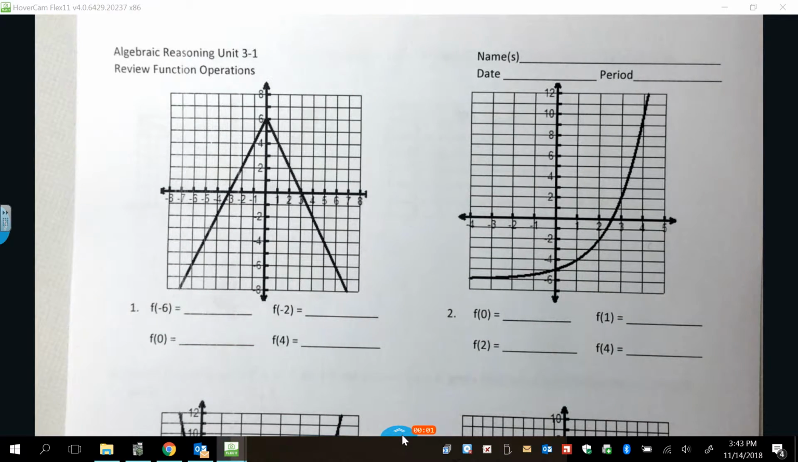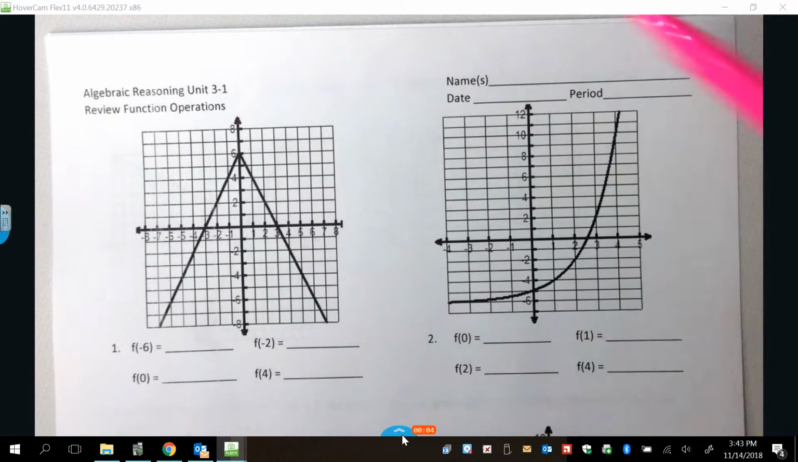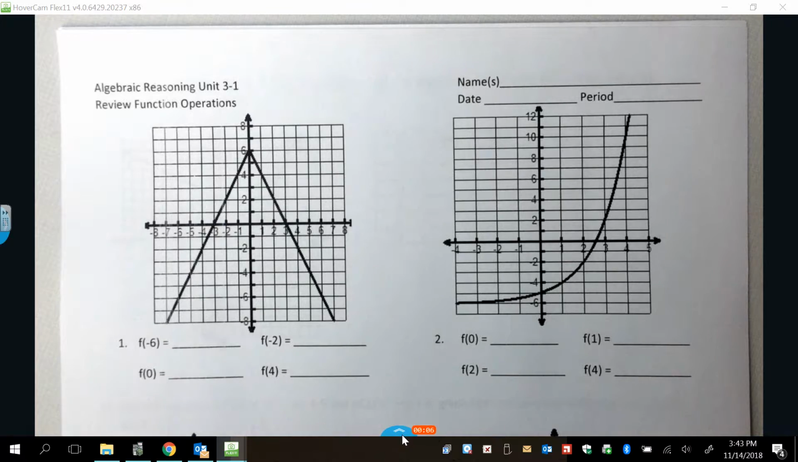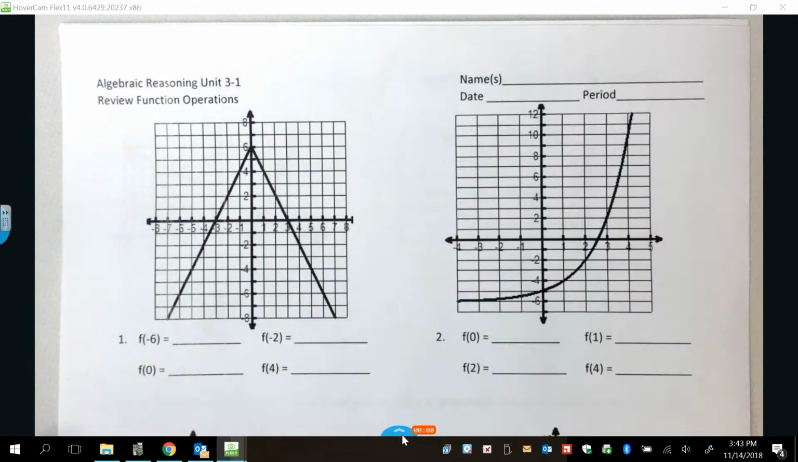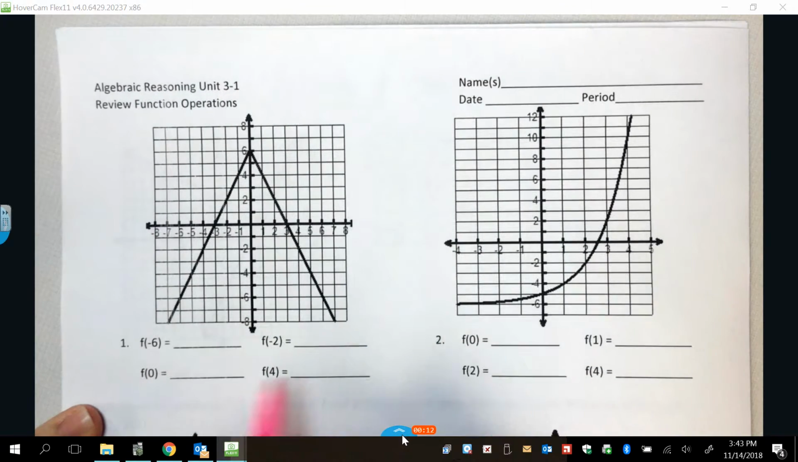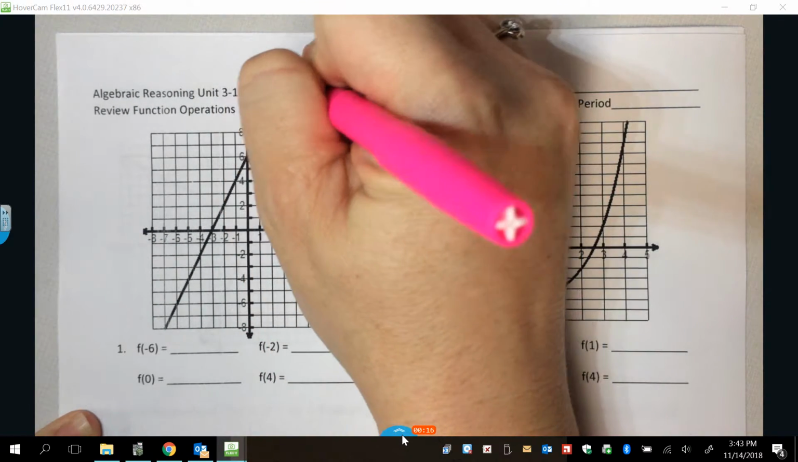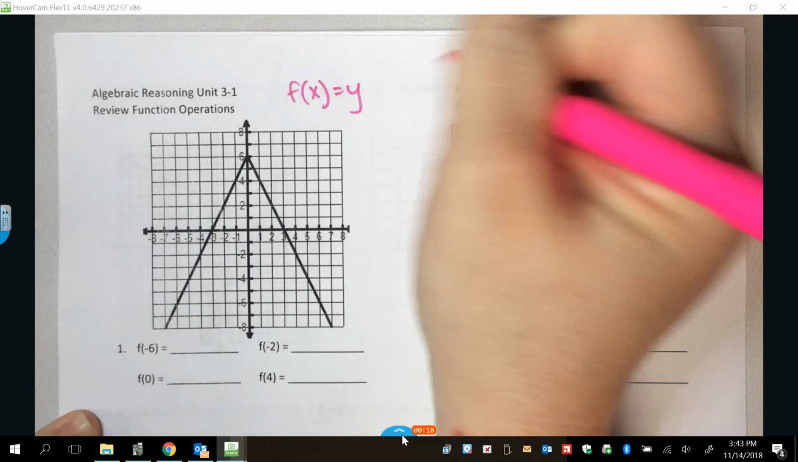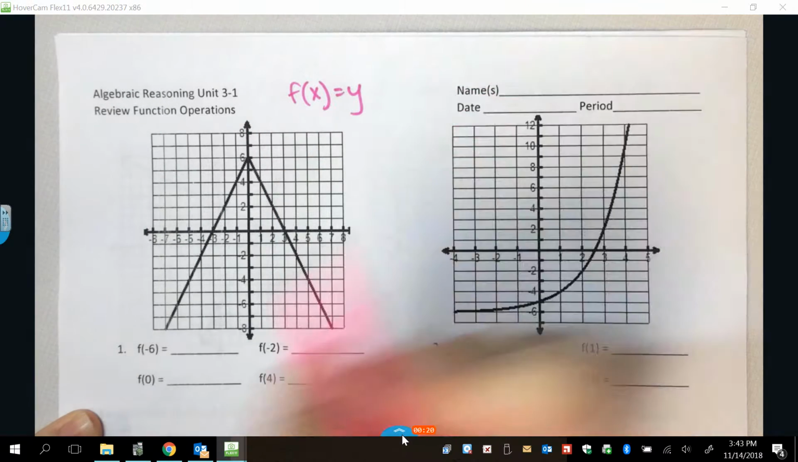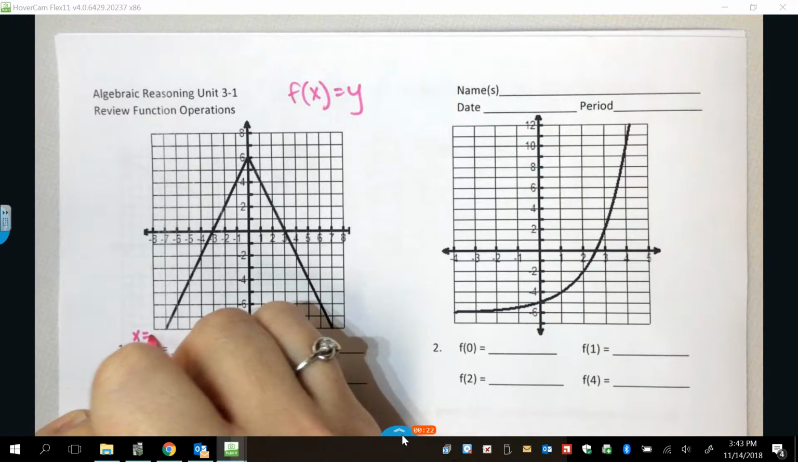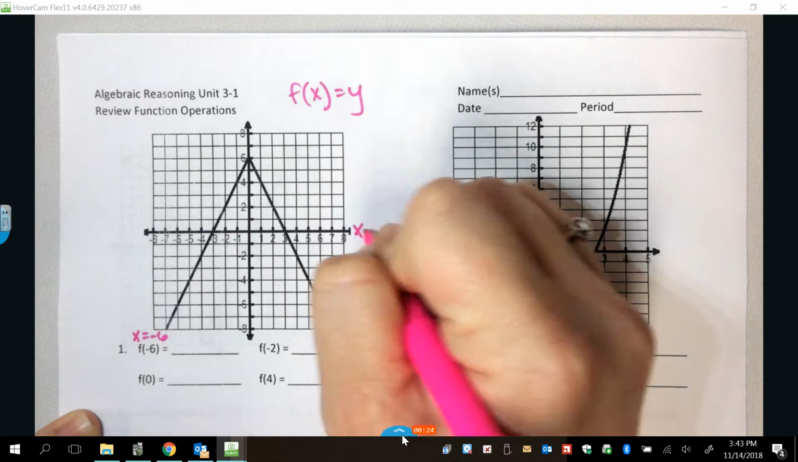All right, Algebraic Reasoning Unit 3-1 test tomorrow, 11/15/2018, over function operations. So here, we're going to start here. This is giving me, so remember, f of x equals y. So when it's inside my parentheses, it's giving me x. So x equals -6.